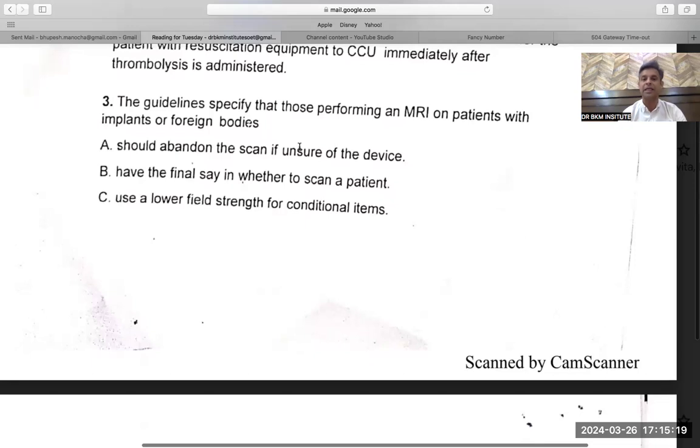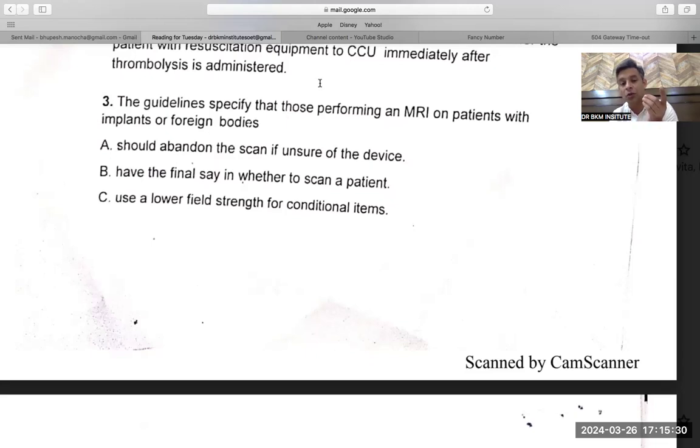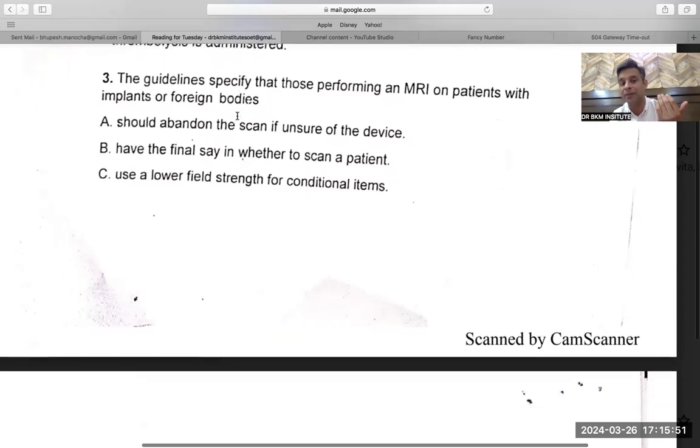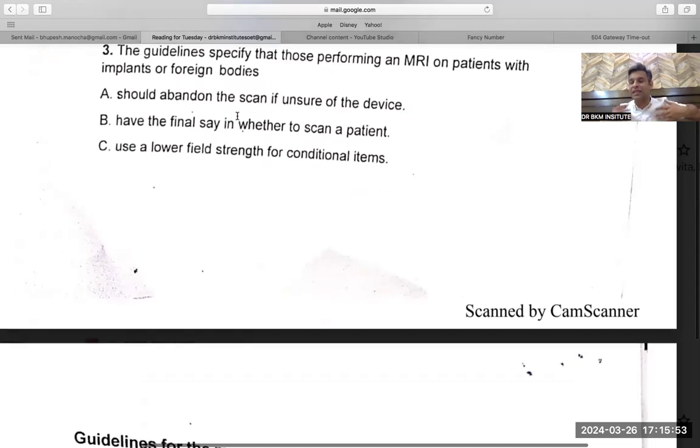So I'm doing question number 3. Let's see what is important in question number 3. The guidelines specify that those performing an MRI, the people who are performing an MRI on patients with implants or foreign bodies. So what is the question? Make the question very clear in your head: the guidelines specify that the people who are taking MRI of patients with implants, what should they do? Suppose somebody has a dental implant or any kind of implant, what is the thing that people taking the MRI have to consider?